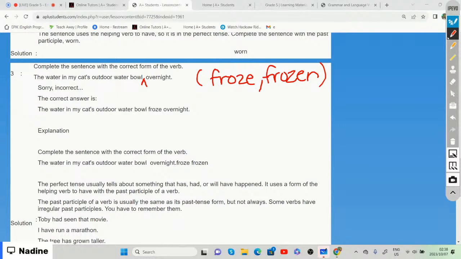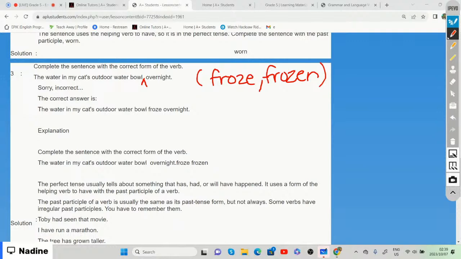All right. So if we choose the correct one, then we will say: remember the water in my cat's outdoor water bowl, it what overnight? Remember, if we use the word frozen, then we can make mention that it is frozen, right? But now, if I'm saying the water in my cat's outdoor water bowl, what happened during the night? Do we say that it frozen overnight or it froze overnight? So we basically say it froze overnight.